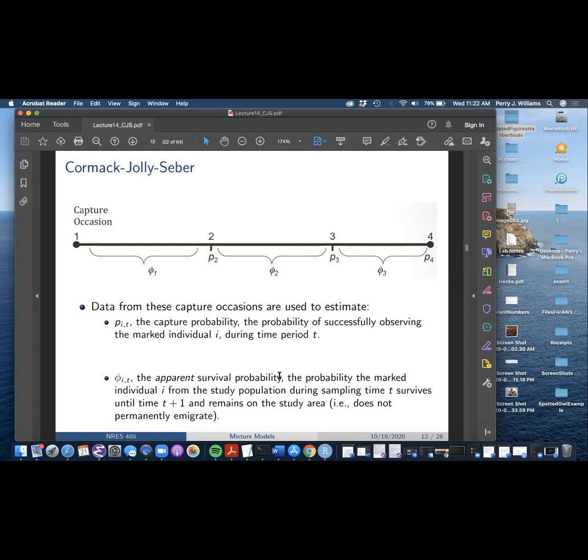With CJS models, we describe survival by saying apparent survival probability. And what that is doing is putting a caveat on survival. Because when we use CJS models, we cannot distinguish if an animal died or if it just permanently emigrated from the study area. So phi represents the probability of either of those things. Phi is the probability that it died or that it permanently left the study area. So we distinguish that from survival probability by calling it apparent survival probability.